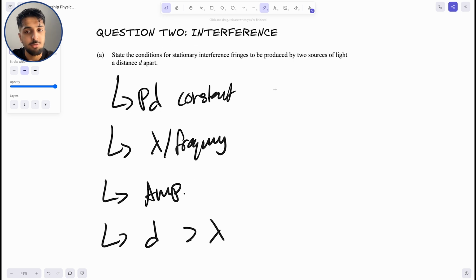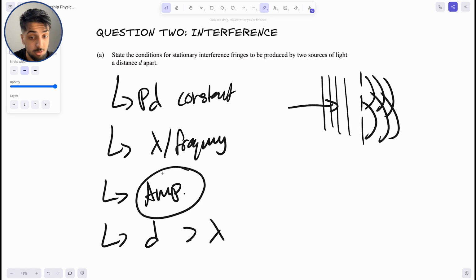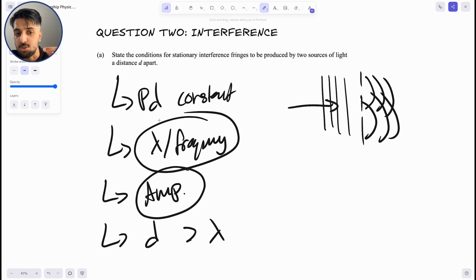Just a note on this, we can fix all of these issues by having one light source come through a double slit, which is what we usually see, right? We see parallel rays going through double slits, and we get our diffraction, like so, and we get our interference pattern. That way it fixes the amplitude problem because it's coming from one light source, therefore that also fixes the frequency and wavelength problem because, again, it's the same light source.